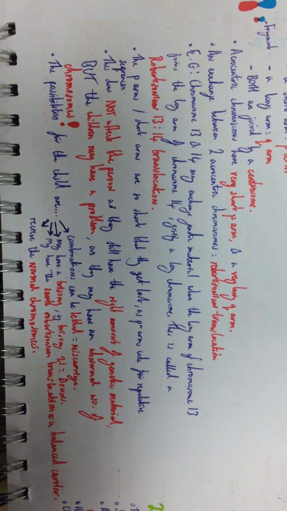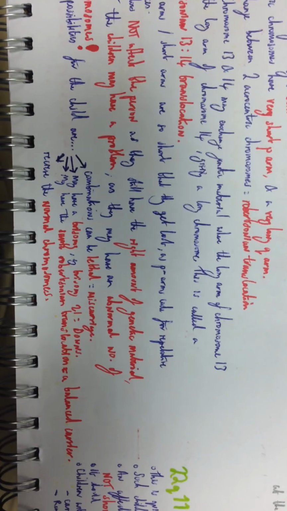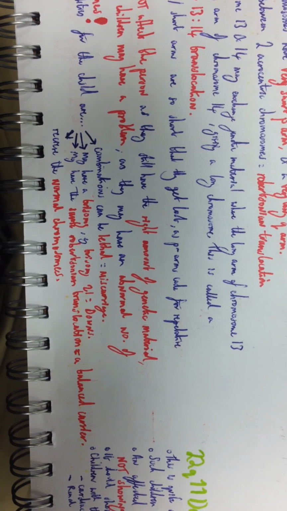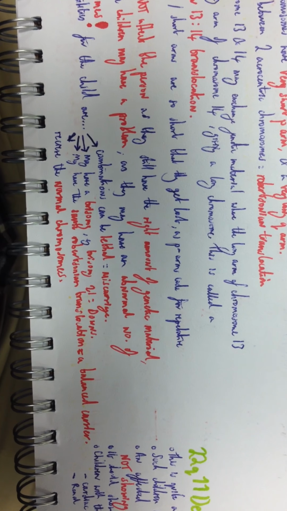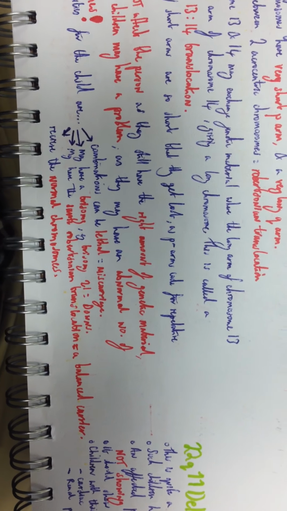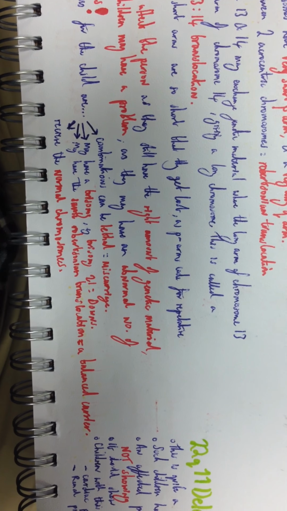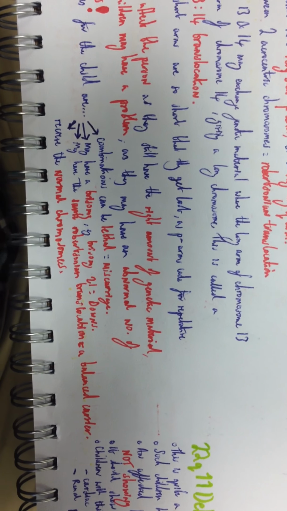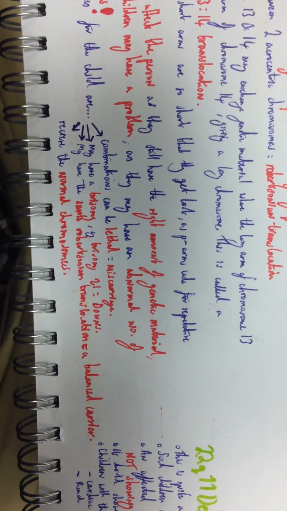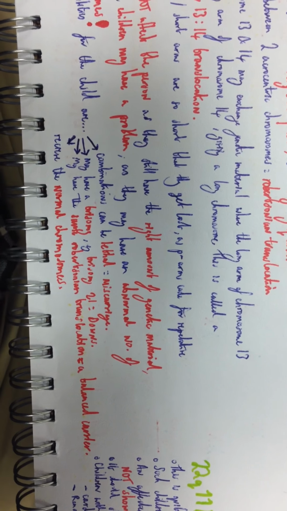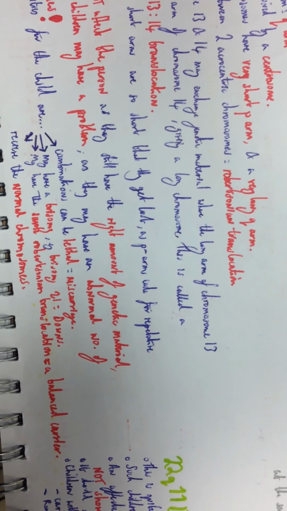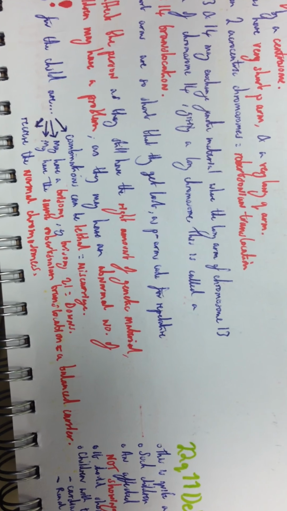The possibilities for the child are four. Number one, combinations can be lethal, which means miscarriage. There may be a trisomy, for example Down syndrome. They may have the same Robertsonian translocation, so they may be a balanced carrier, or they may receive the normal chromosomes. You're probably thinking, what's a balanced carrier? I'll try to show that to you now.